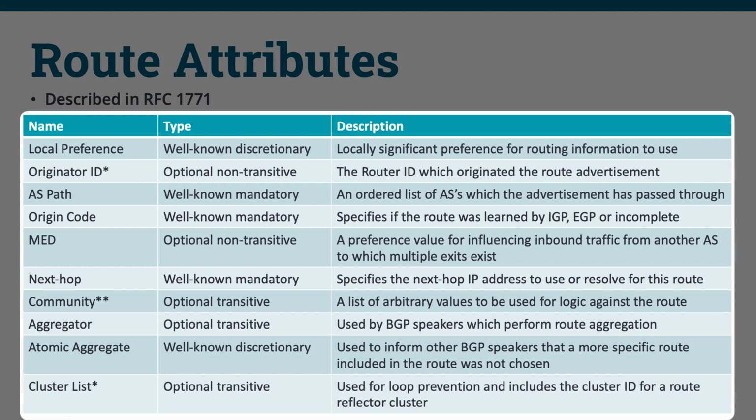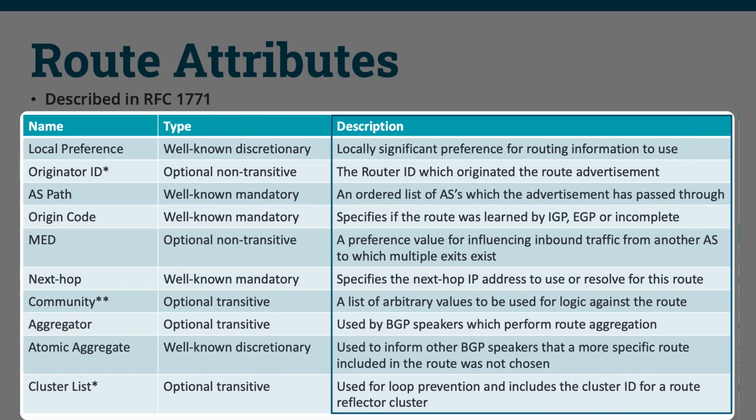This table includes the name of each path attribute, a category indicating if they are well-known or optional, mandatory or discretionary, and if they're transitive or non-transitive. Finally, we have the description of each path attribute on the right.